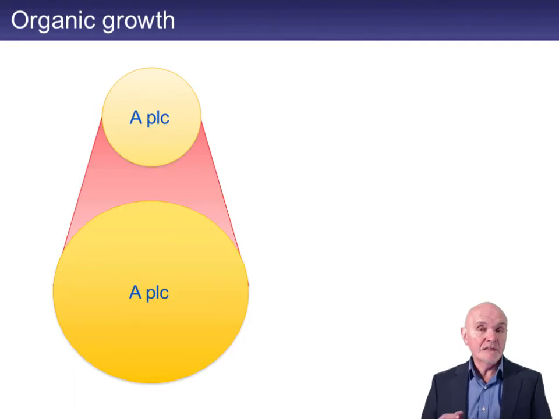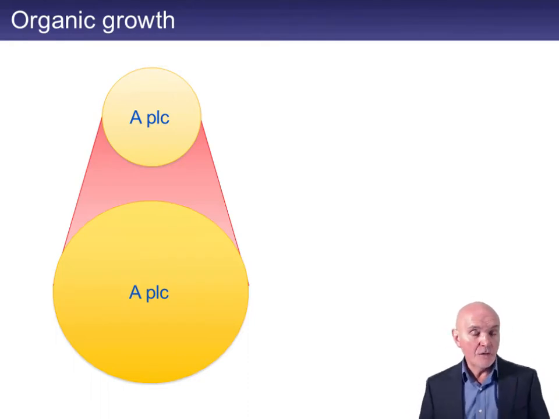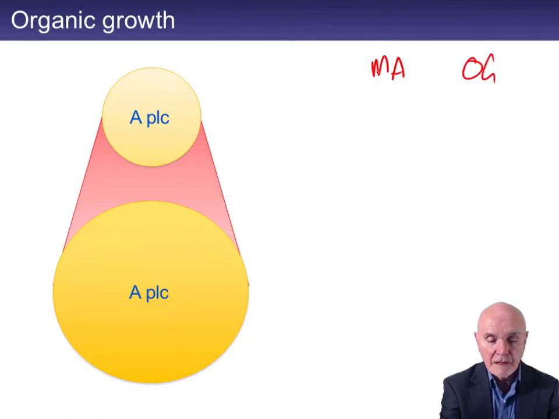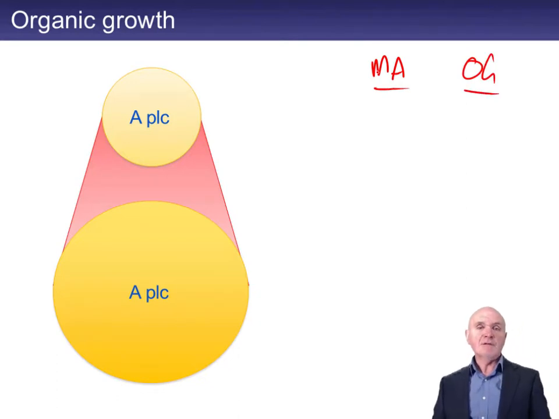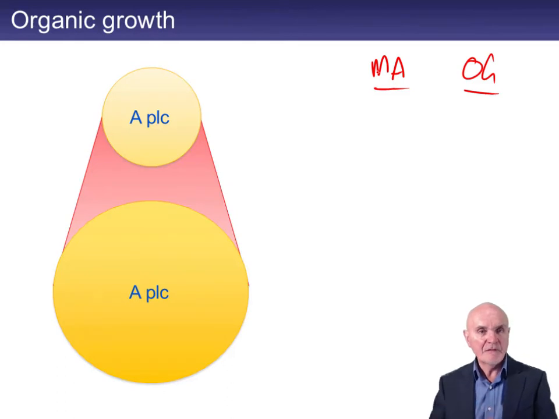And the way we're going to tackle this is just to look at the differences between some of the characteristics of merger and acquisition and organic growth. So what I'll do is I'll put over here merger and acquisition, and here organic growth. And we'll just look at a couple of the characteristics. I'll call them characteristics rather than advantages and disadvantages, because sometimes it's not altogether clear to know which is which. The first one I'll look at is speed.